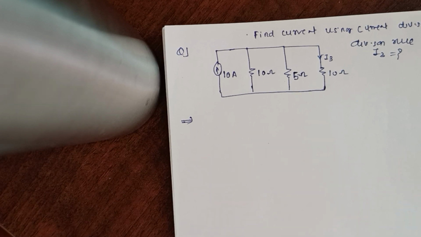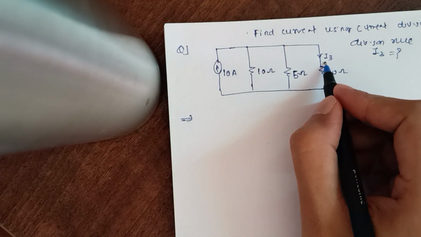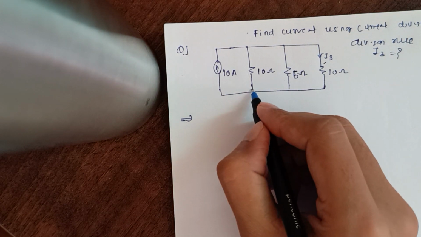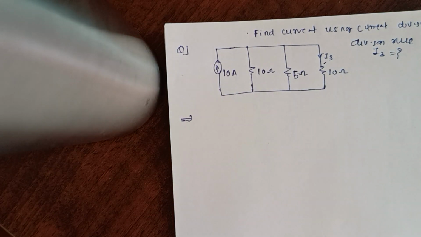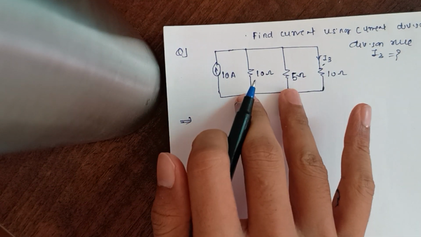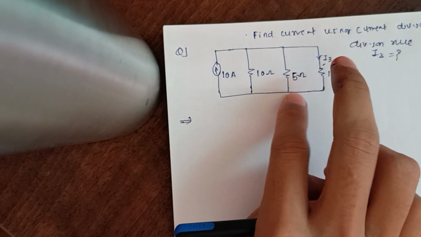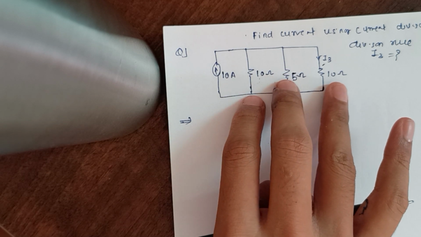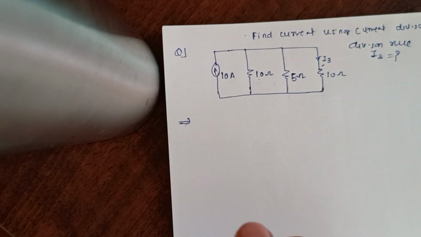So in this example we are going to calculate current I3 by using the current division rule. In the previous example we had two resistors. Now we have three resistors in parallel, and I want to find the current I3 by using the current division rule.